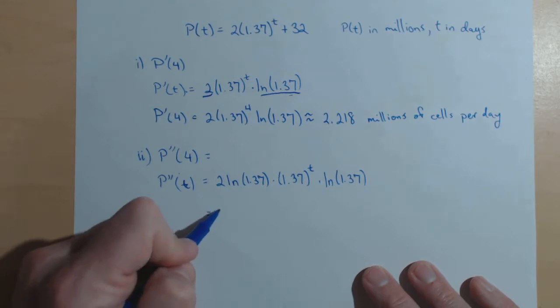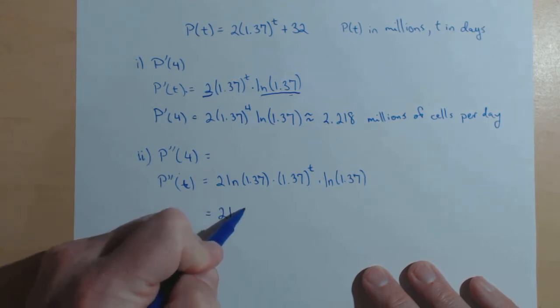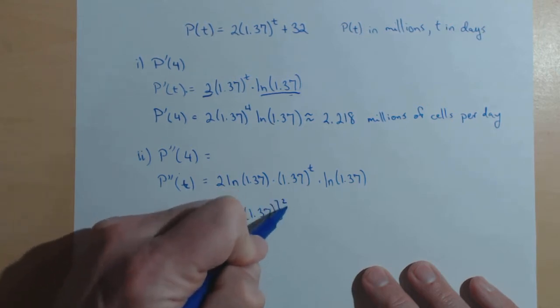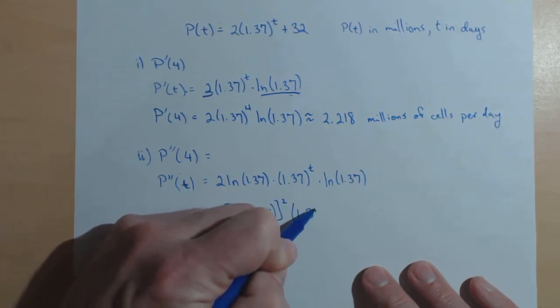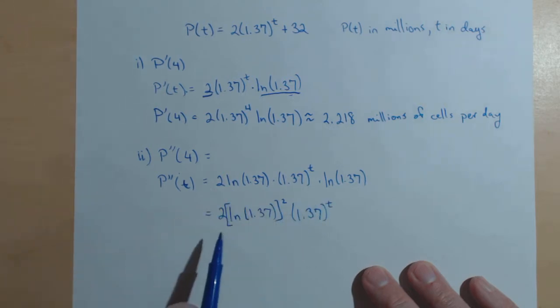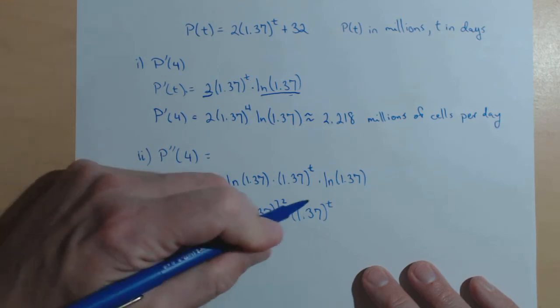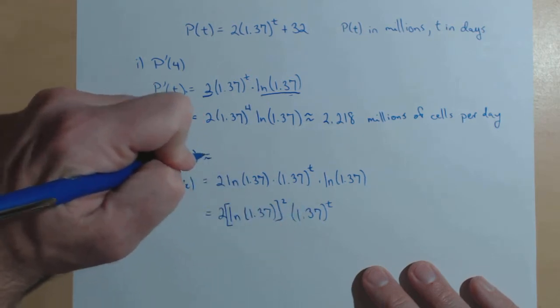So ln of 1.37. So that actually happens again. So if we wanted to make this a little cleaner, 2 ln of 1.37, and that's getting squared, times 1.37 to the t. And there's our second derivative. Now remember what we wanted to do. We wanted to evaluate it at 4, so we're going to plug 4 in for t here.